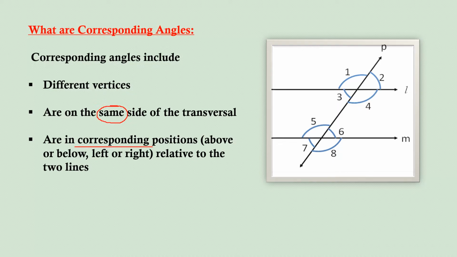Now what are corresponding positions? If one is above, the other is also above. If one is below, the other is also below. If one is on the left side, then the other angle is also on the left side. If one angle is on the right side, then the other angle is also on the right side relative to the two lines. So the same side of the transversal means that either we will talk about the right side or we will talk about the left side.